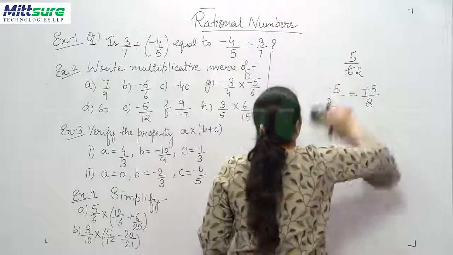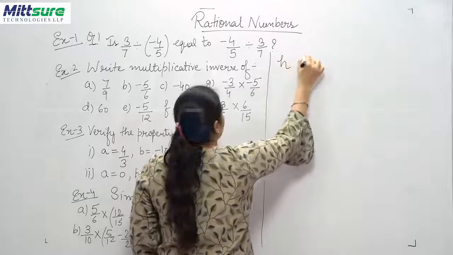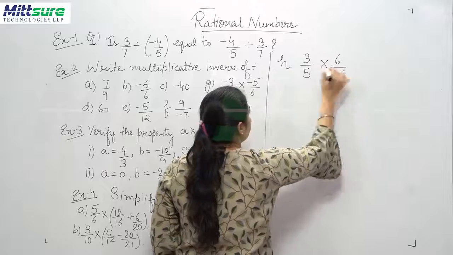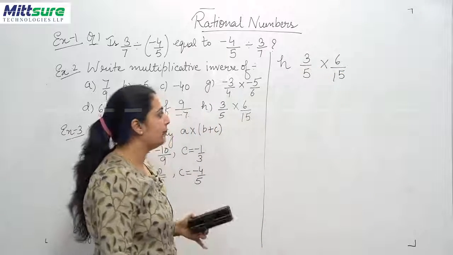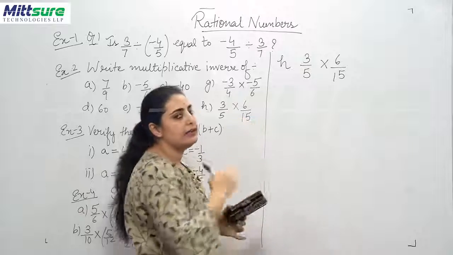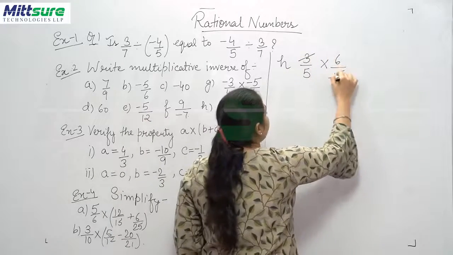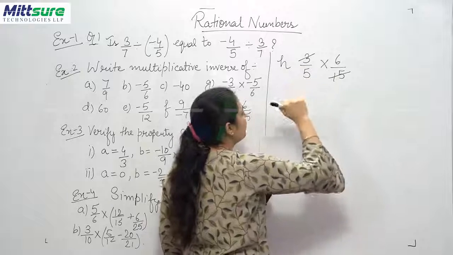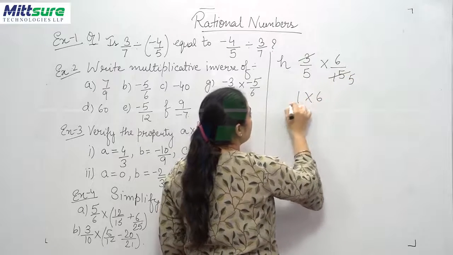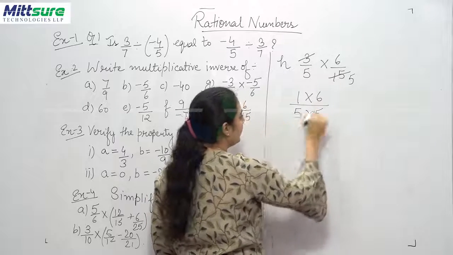Let's take one more example to understand the same. 3 upon 5 multiplied by 6 upon 15. Okay, so this is the example. Again, we are going to solve it, but we'll see whether it is getting cancelled or not. So 3 cuts 15 5 times. So what is left? 1 multiplied by 6 in the numerator, 5 multiplied by 5 in the denominator.